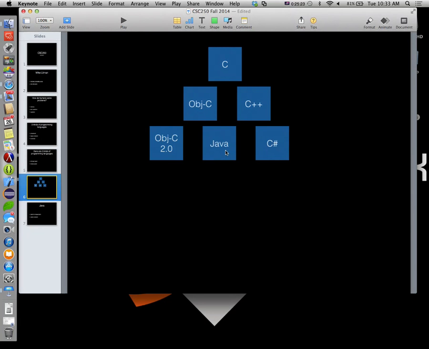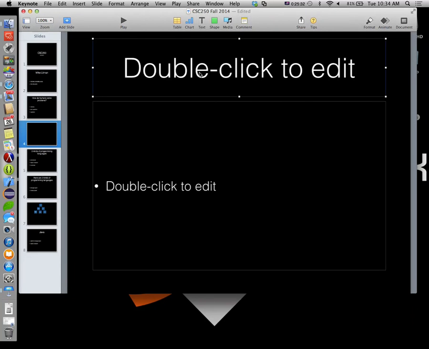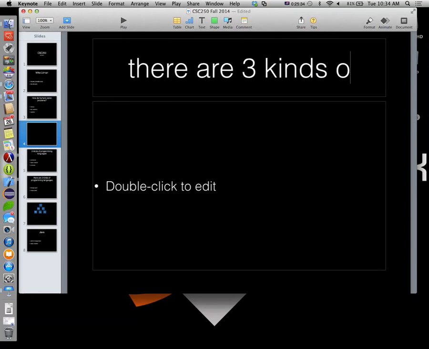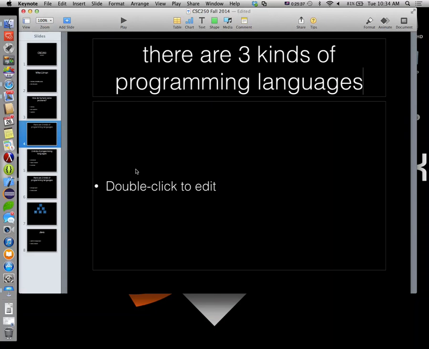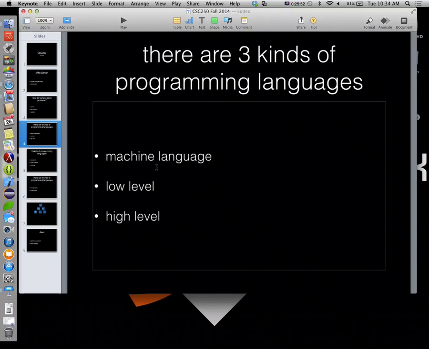So our modern language, like Java, is high level. What's a high level language? Well, there are three kinds of programming languages. Machine language, low level, high level. Those are our three kinds of programming languages. Machine language, what our computers understand, zeros and ones. Now, none of us want to talk to computers that way. A little 2-button keyboard, just tapping it out.